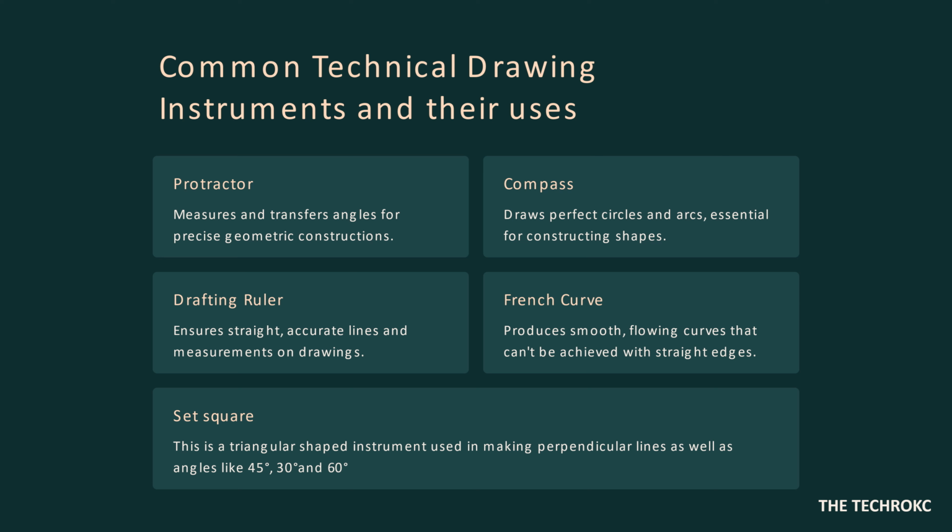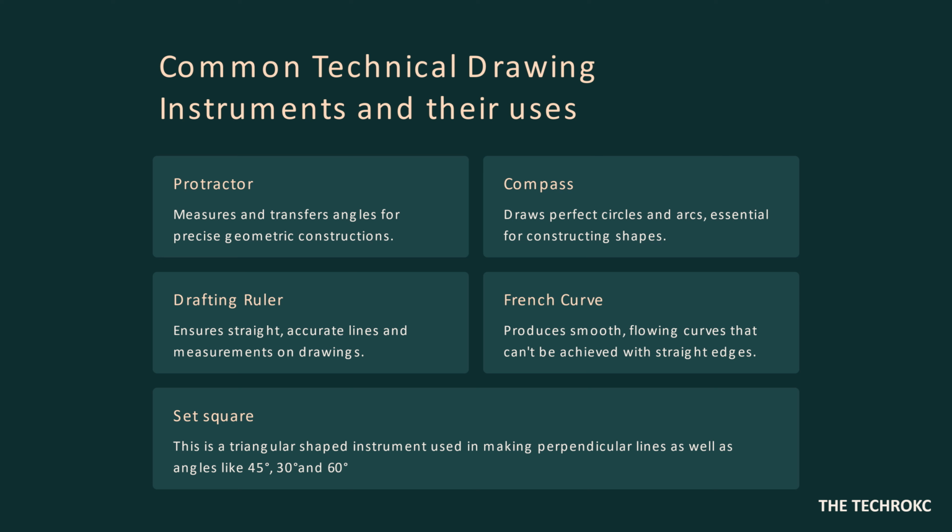Next, we have the compass. The compass is an instrument. It consists of a sharp side, then another side in which you can hold your pencil. So the use of this instrument is to perfectly draw circles, arcs, and for constructing other shapes.